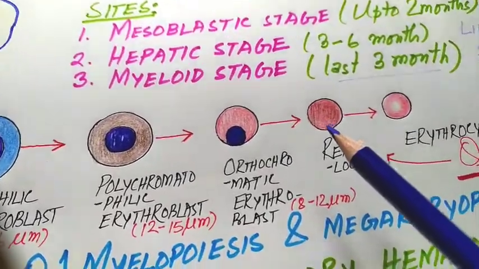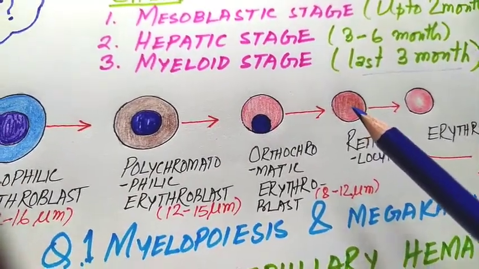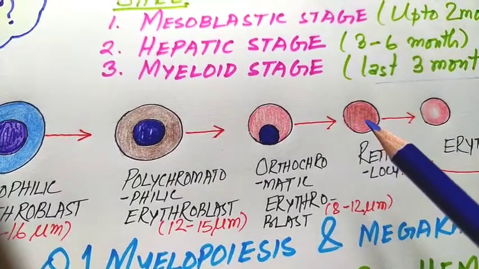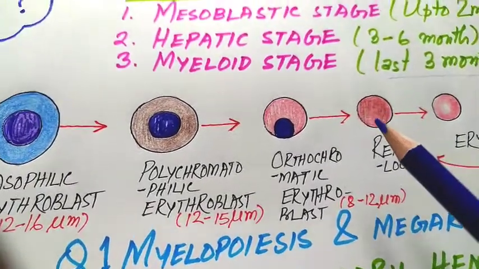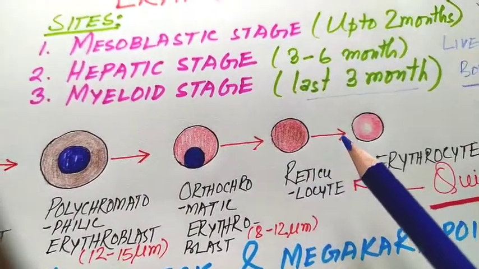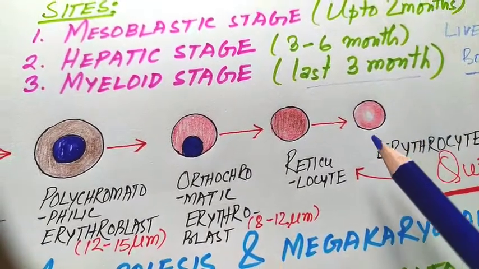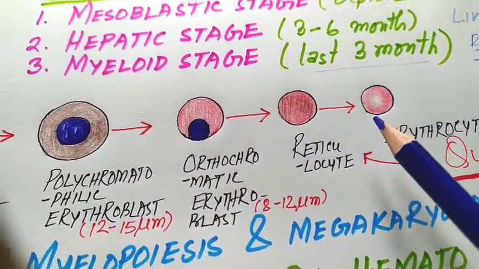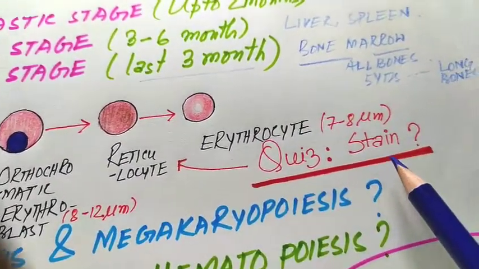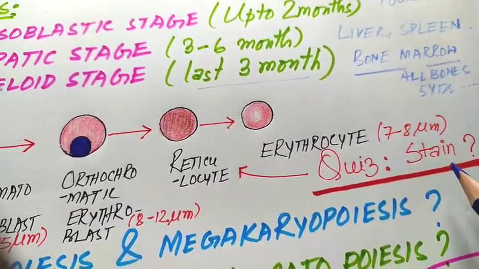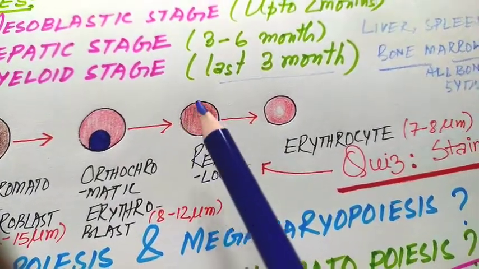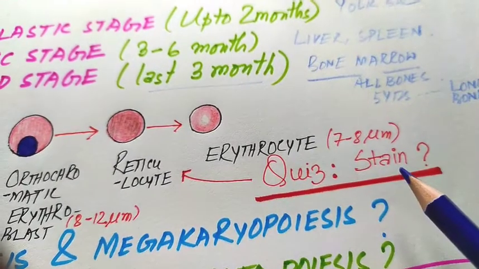After that comes the stage of reticulocyte. Reticulocytes are mainly released from the bone marrow, and they stay in peripheral blood for 1 to 2 days, and after that they are transformed into a mature erythrocyte or RBC. Now there is a quiz for you. You have to tell me the name of the stains that are used for identification of reticulocytes. You have to post your answer in the comment section below.